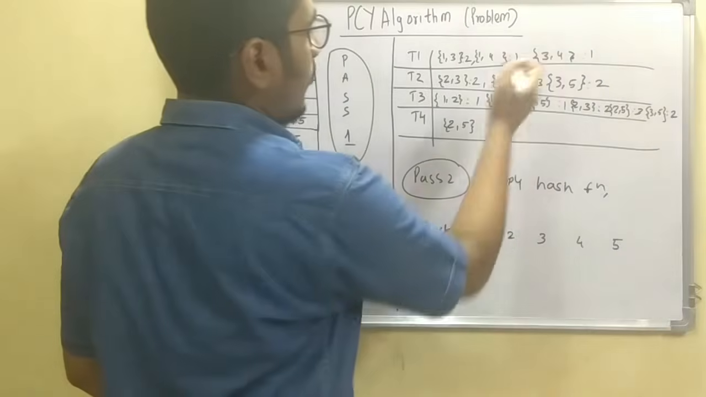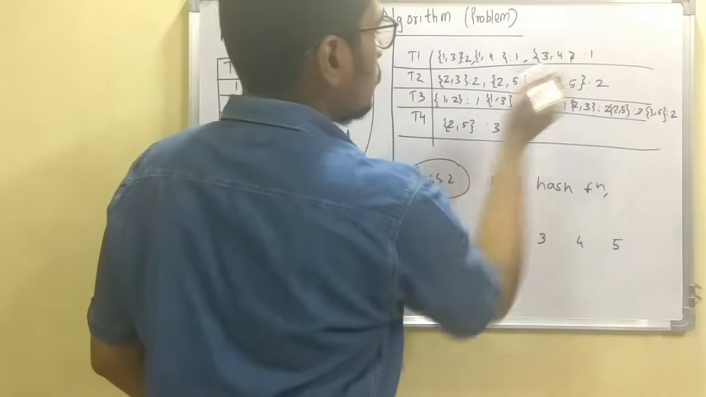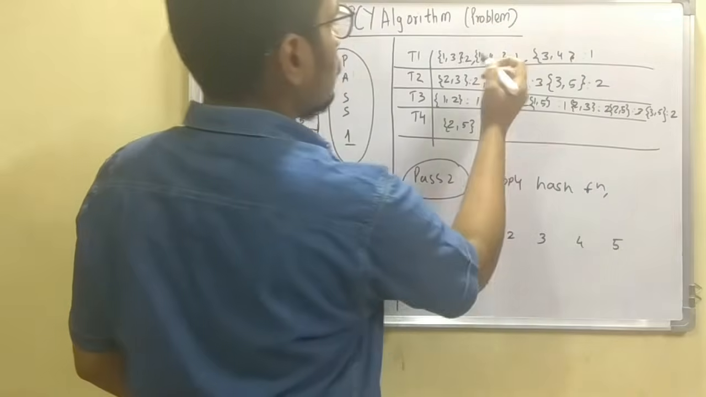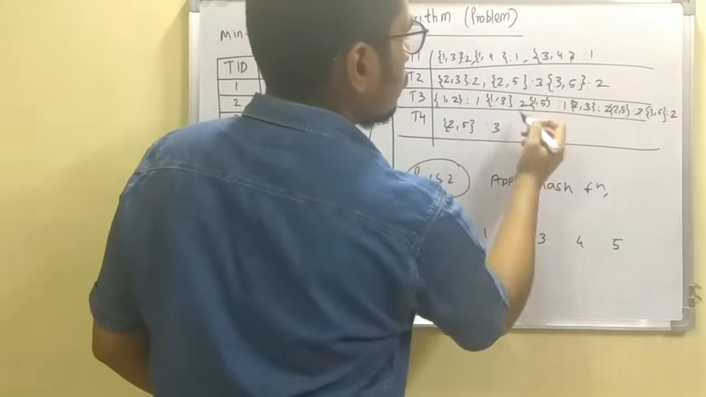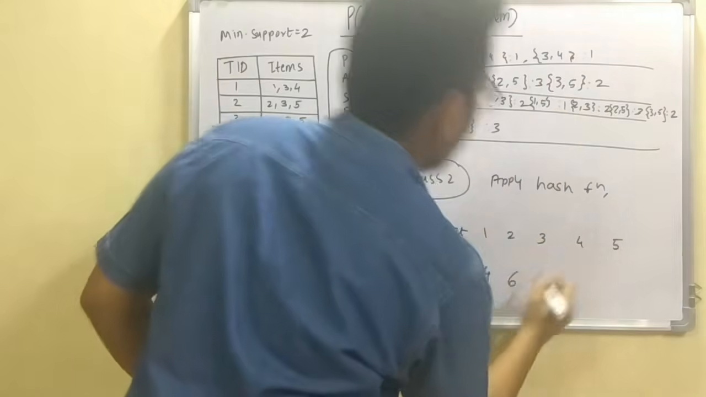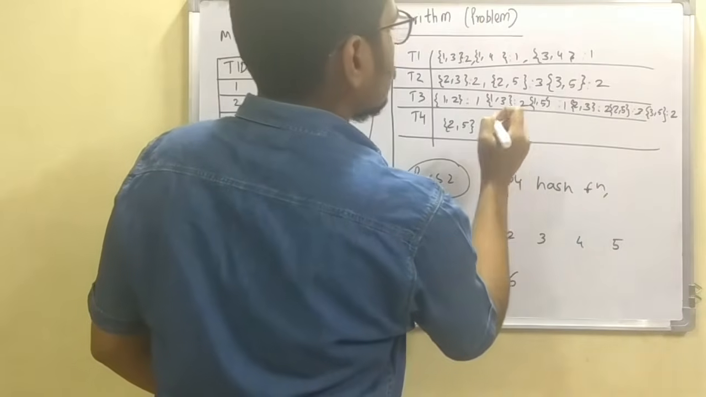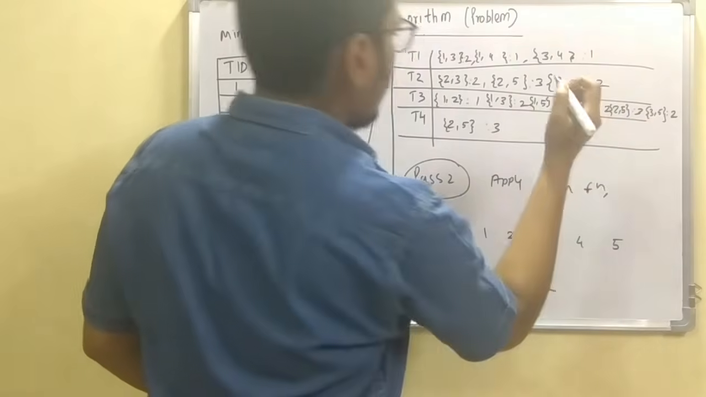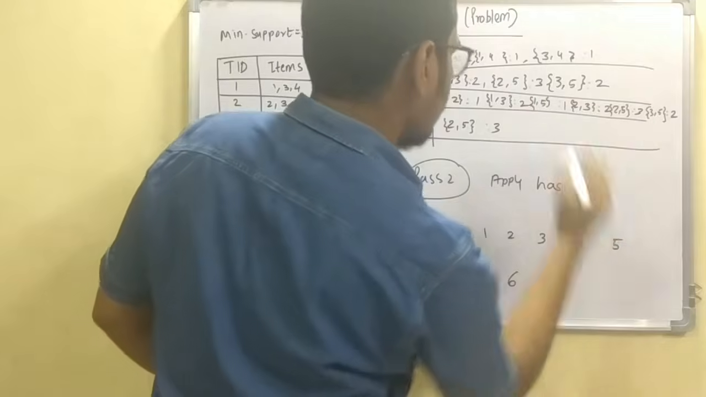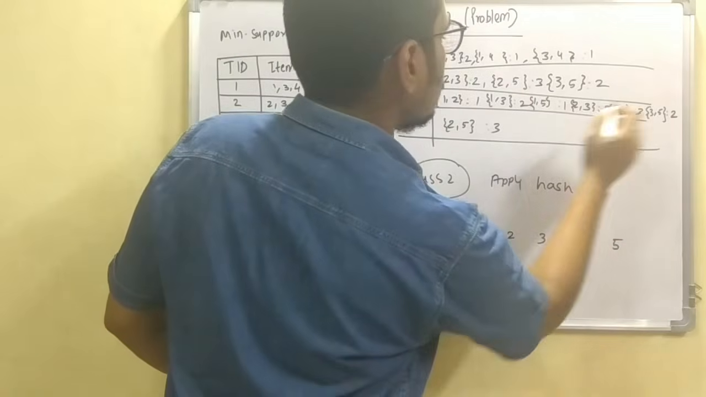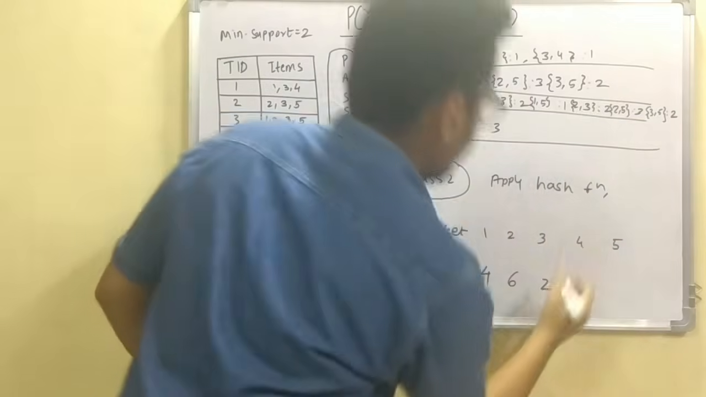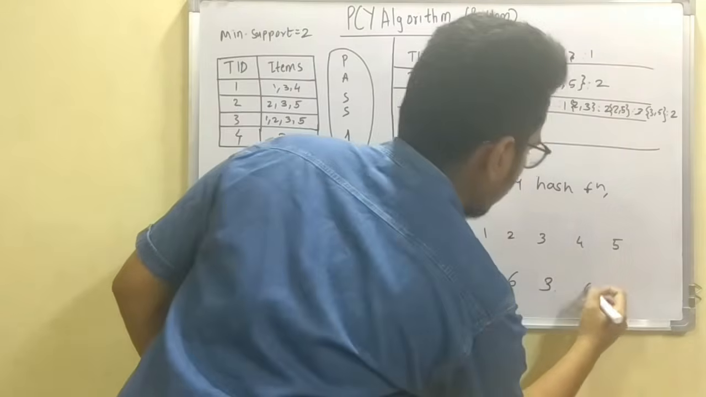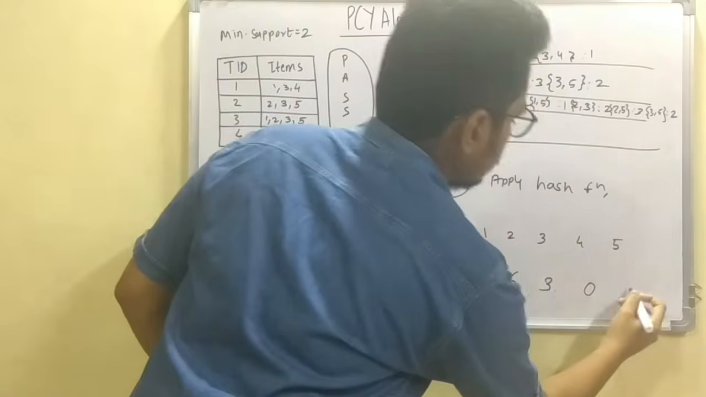For bucket 1, how many times has it occurred? 1, 2, 3, 4 times. Bucket 2 has occurred 1, 2, 3, 4, 5 and 6 times. Bucket 3 has occurred 1, 2 and 3, I'm sorry, this is 3. And for 4, I can't see any 4, and for 5 also I can't see any 5.